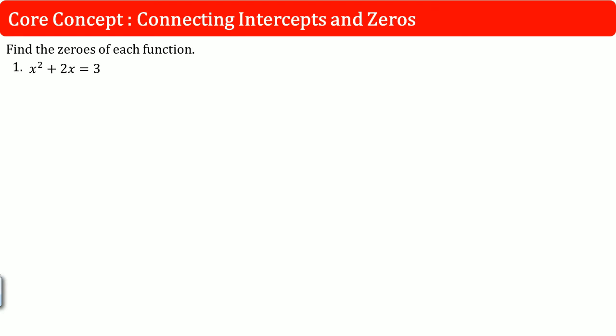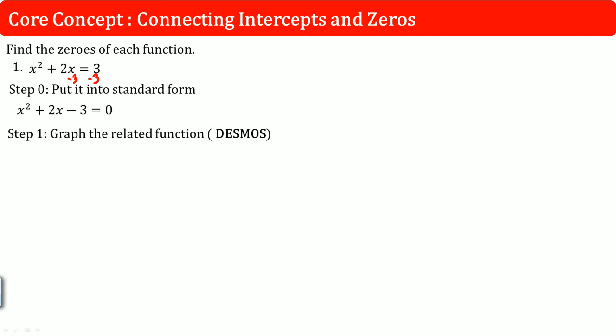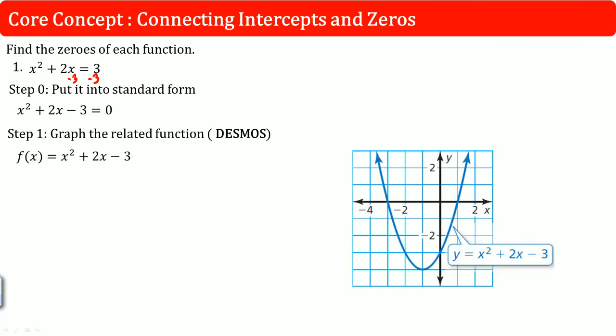Next, let's talk about connecting intercepts and zeros. If I ask you to find the zeros of each of these functions, remember to put it in standard form. In this case, I'm going to subtract 3 from both sides. I'm going to get x squared plus 2x minus 3 equal to 0. Graph the related function, f of x is equal to x squared plus 2x minus 3.